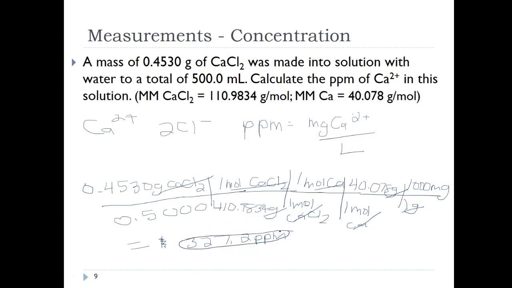Okay. So that was even an added twist onto this because I didn't want the ppm of calcium chloride, but I wanted the ppm of just 1 ion. That's going to come up in lab, so don't be surprised if something like this appears.